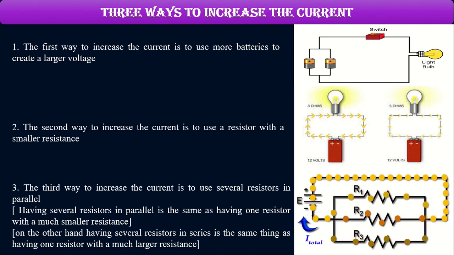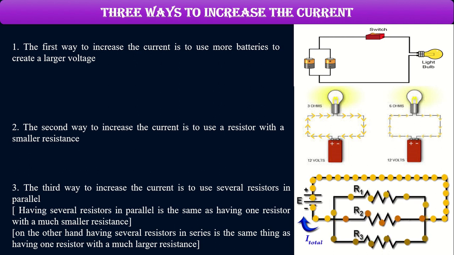By this you can understand, by taking a resistor of very small value, we can increase the current output. Then coming to the third point, the third way to increase the current is to use several resistors in parallel. You can see R1, R2 and R3. These are the resistors which are connected in parallel in the circuit. So what happens if we connect them in parallel?